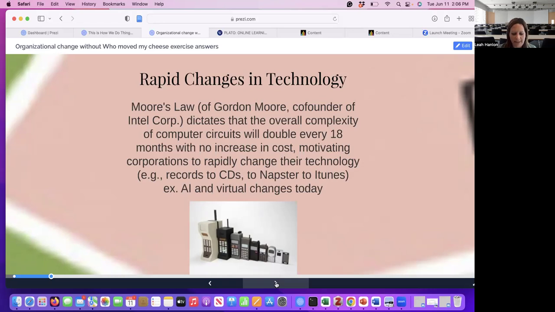AI is changing how business is conducted and how decisions are made. It's also changing virtual advancements in office environments and how they're changing so that we can do remote settings for work.